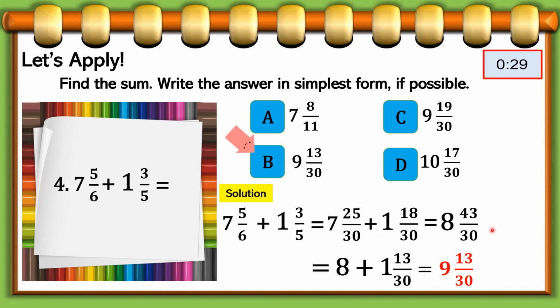Since the answer is an improper fraction, 43 over 30, we're going to rename the improper fraction. So, we have 43 divided by 30 is 1. 1 times 30 equals 30. 43 minus 30 is 13. Then, we're going to add 1 and 13 over 30 to 8. The answer is 9 and 13 over 30.